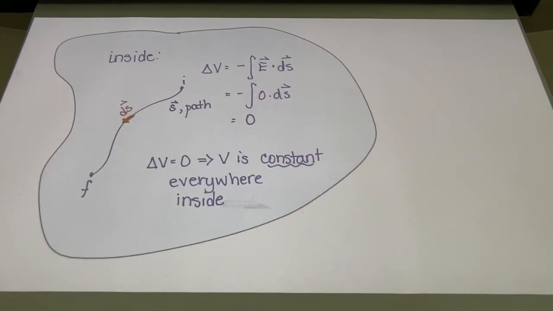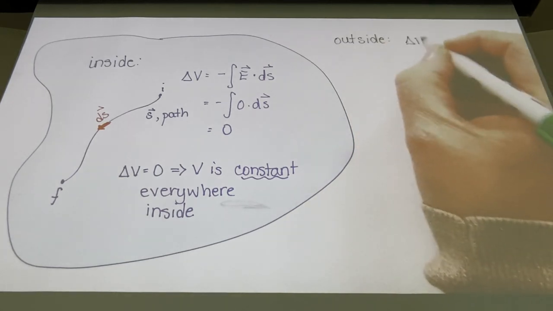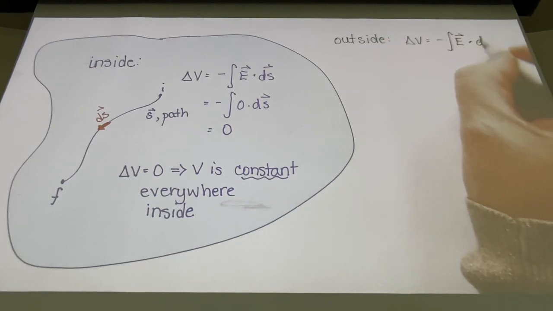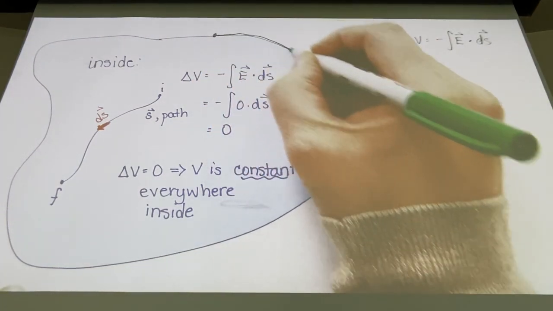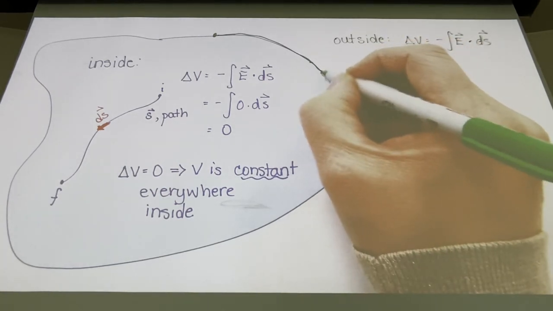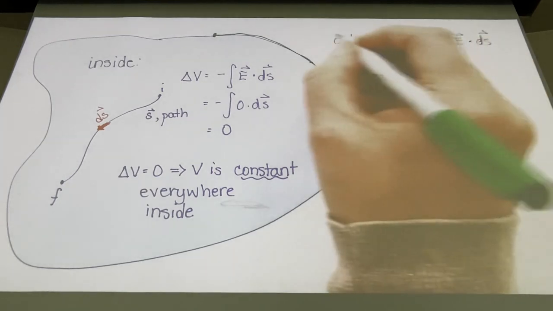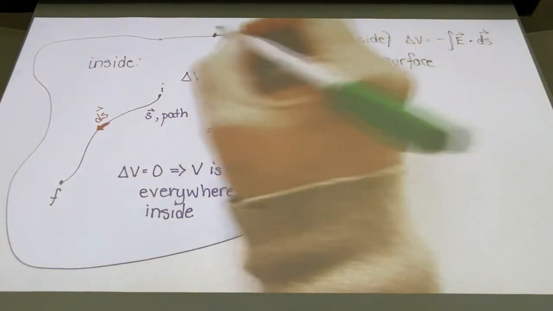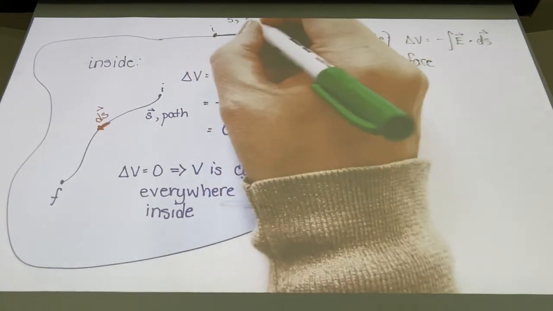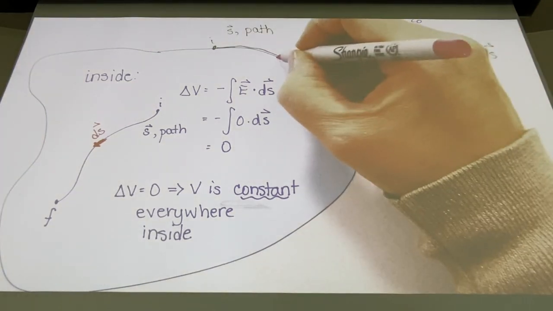Let's also look at outside. For outside, we'll use the same relationship. Delta V is minus the integral of E dot ds. S refers to our path, so I'm going to draw another little bit of the path. Let's say I start here and I take my path. And by outside, I mean on the surface. On the surface is probably more descriptive of what we're doing here. So on the surface, our path goes from some initial point to some final point. This is our path S. We should identify some little point DS. So DS is just a little small part of the path.